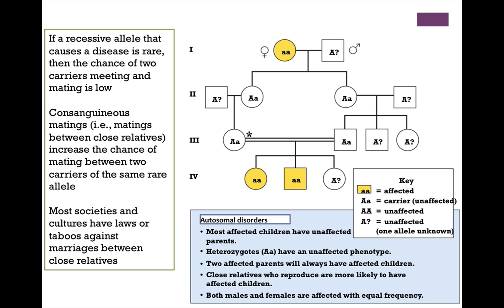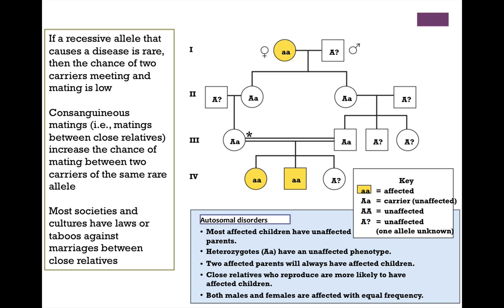Now, if a recessive allele that causes a disease is rare, the chance of two people having that and meeting and mating is low. However, one thing that can keep that disease around in a given population is something called consanguineous matings, and that's kind of what we refer to as inbreeding.